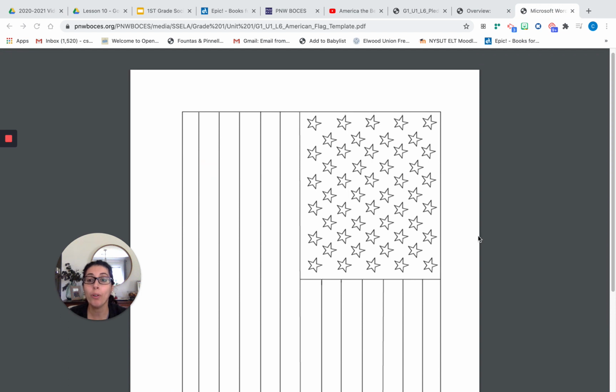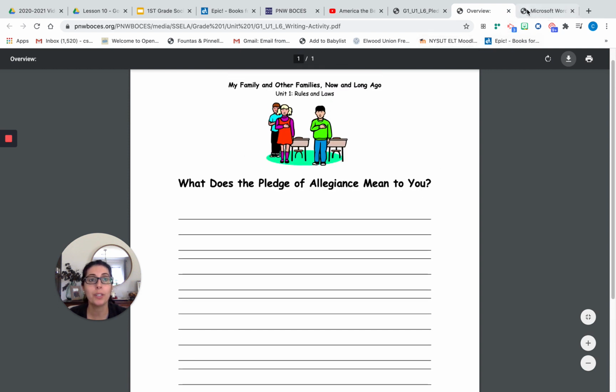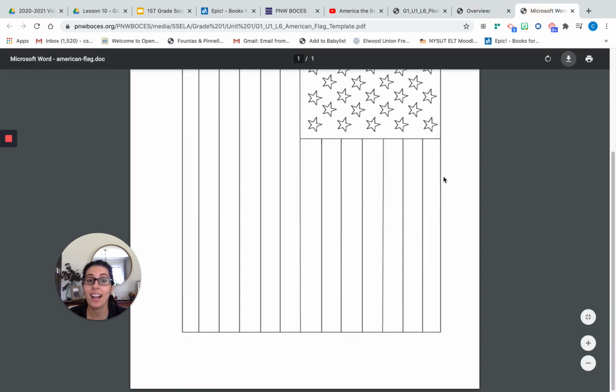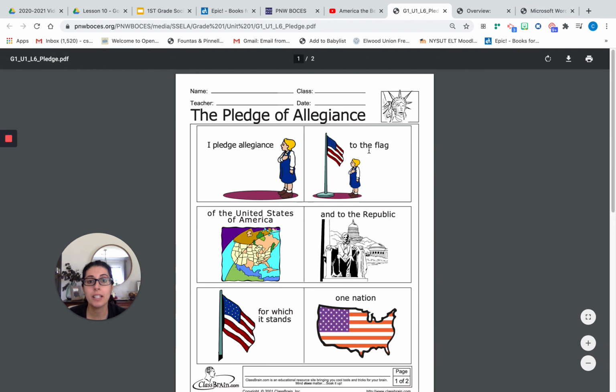Now, once you are all finished with your writing activity, this activity sheet here, if you have time left, you can color in this flag. If you're in your classroom, you can take a look up at your flag to make sure that you know what colors go where. If you are at home, then you can take a look at this sheet here to help you. It shows you that the stars are white, the background behind the stars is blue, and then the stripes are red and white.